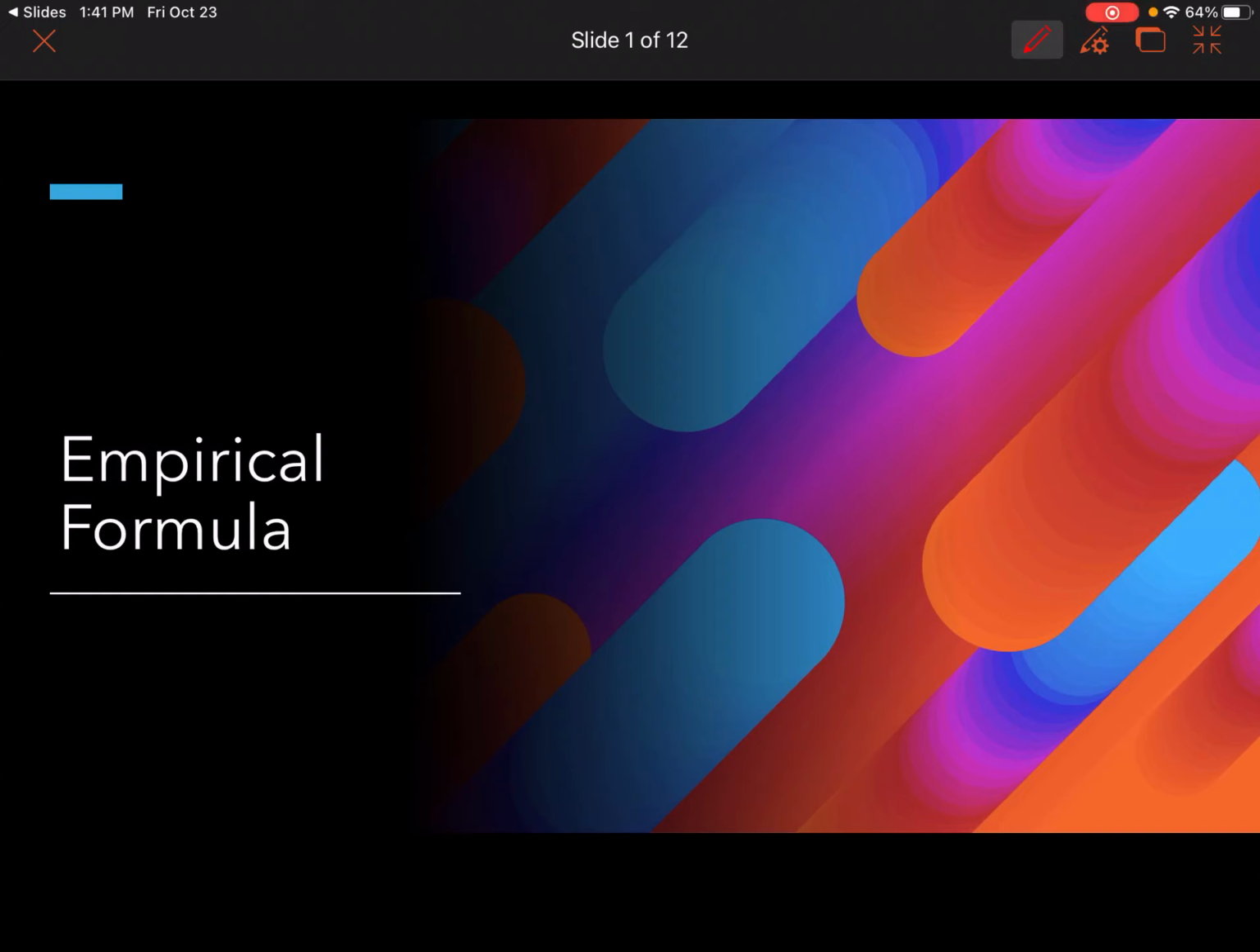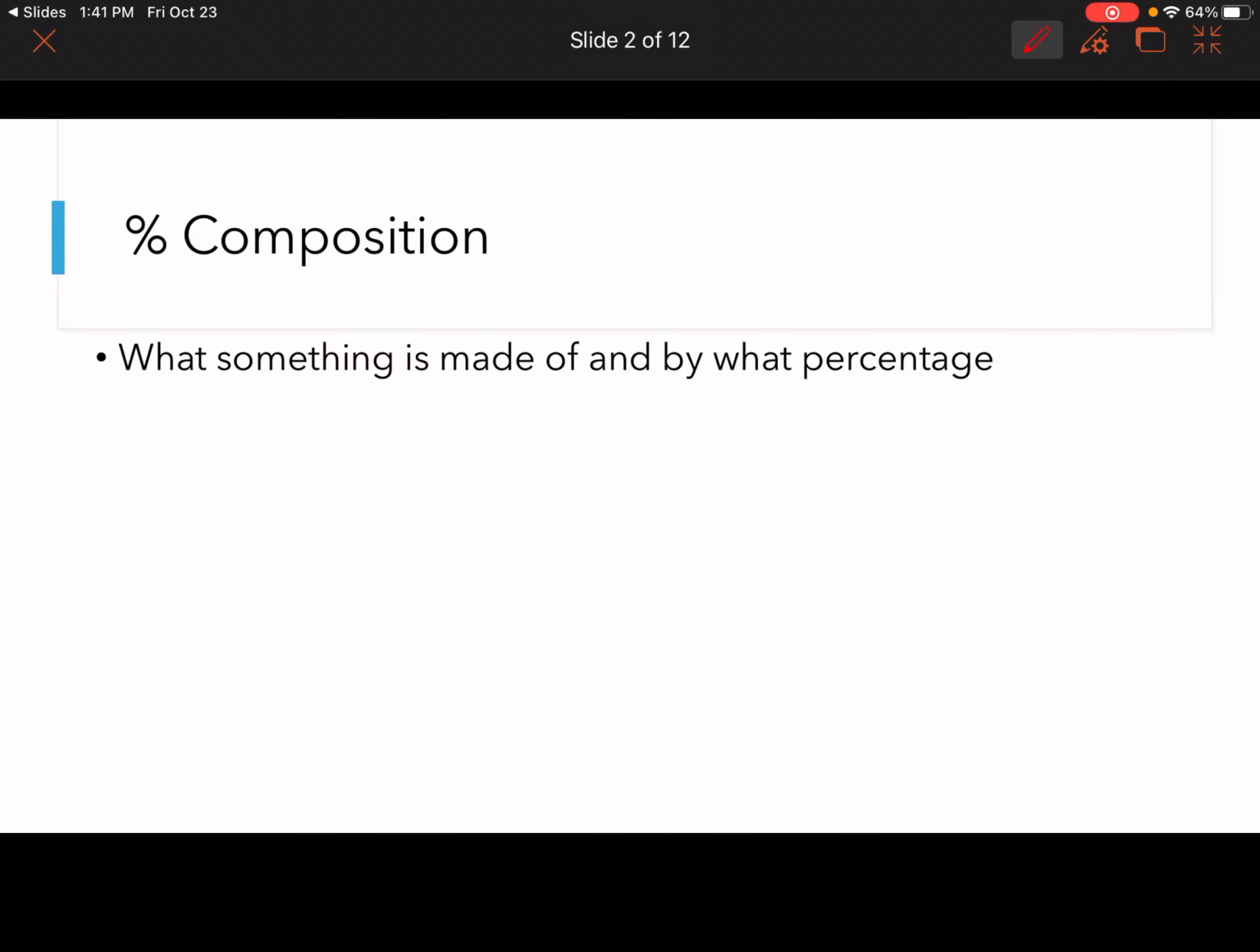Hi grade 11s. Today we are going to be looking at empirical formulas. So this is going to be lesson 2.9, so empirical formula. We're going to start off by looking at percent composition.